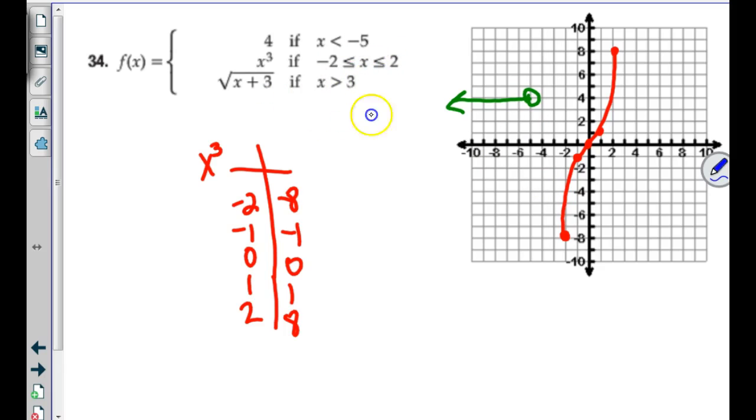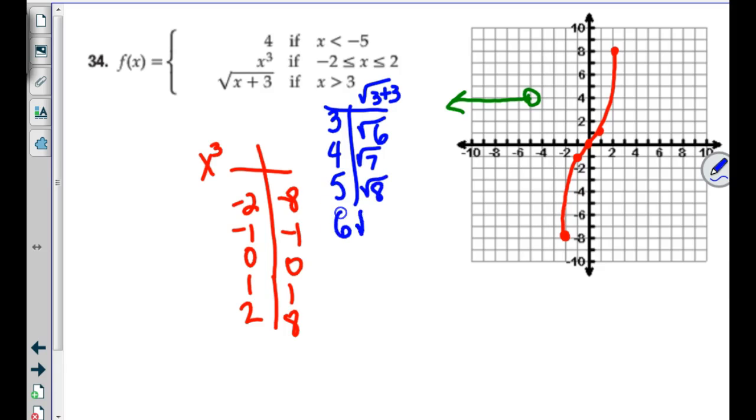So again, if I put in a 3, what will I get out of this? Square root of 3 plus 3 is square root of 6. If I put in a 4, I get out square root of 7. I put in a 5, I get square root of 8. I put in a 6, I get square root of 9, which is the first nice number. Okay. 3, and what is the square root of 6? 2 point something.